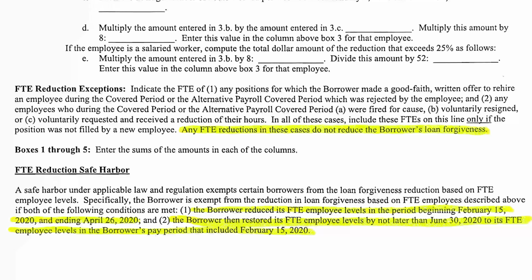So, and 2, the borrower then restored its FTE employee levels by not later than June 30th, 2020 to its FTE employee levels in the borrower's pay period that included February 15, 2020. So what's interesting about this, it sounds to me like if you had brought everyone back at half-time, only part-time, then you not only would not get forgiveness for the money that you paid them, but it would be reduced because you reduced the full-time employee count.